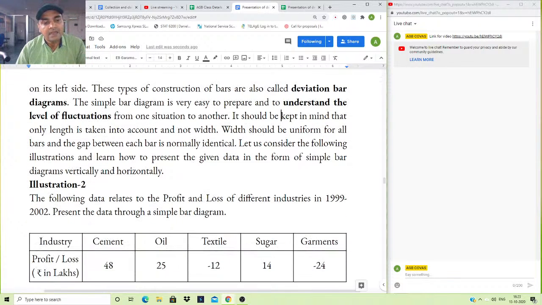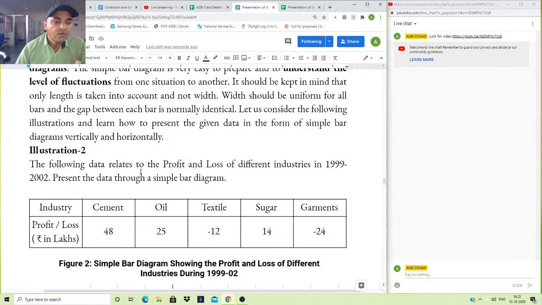So now let us consider another illustration. The following is the data of the profit and loss of different industries in 1999 and 2002. So we have to make a simple bar diagram out of it. We have certain industries like cement industry, oil industry, textile industry, sugar industry, garment industry. And this row shows the variable, that is, the profit and loss in lakhs among these industries. So 4825 textile industry was in loss, then this garment industry was in loss during 1999-2002.